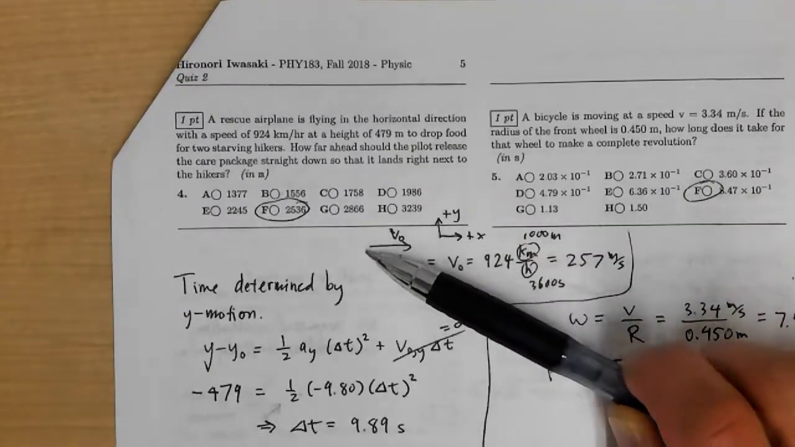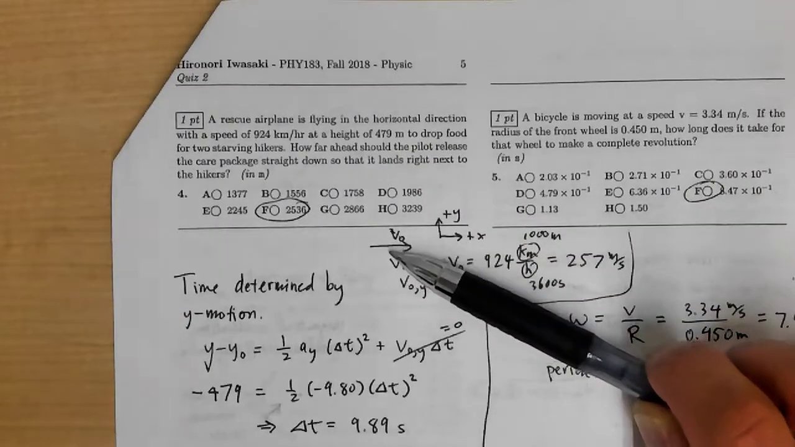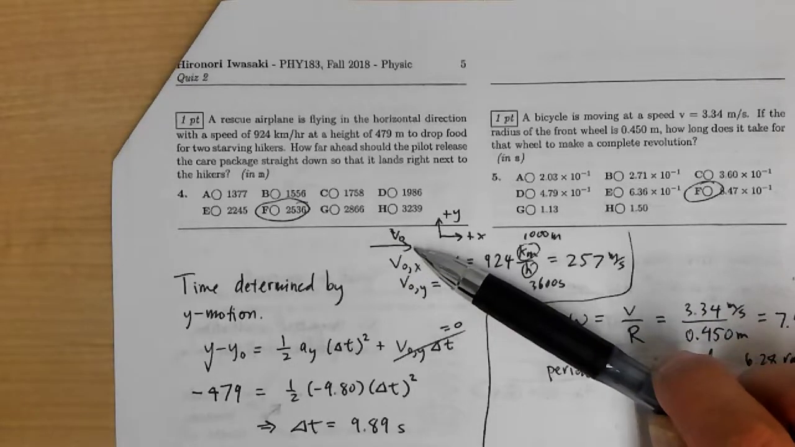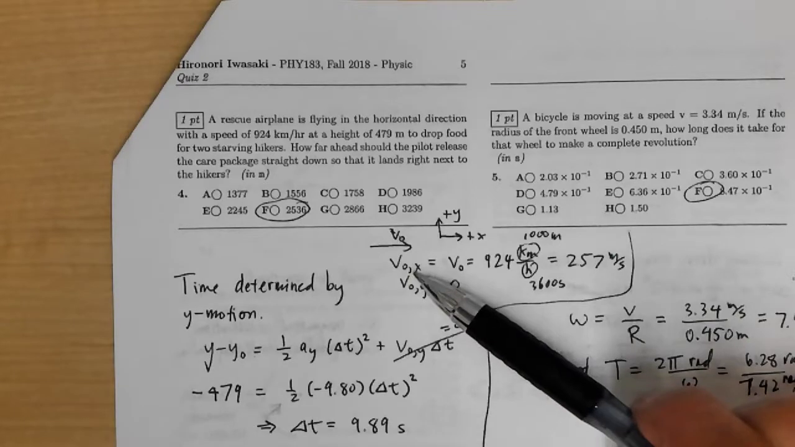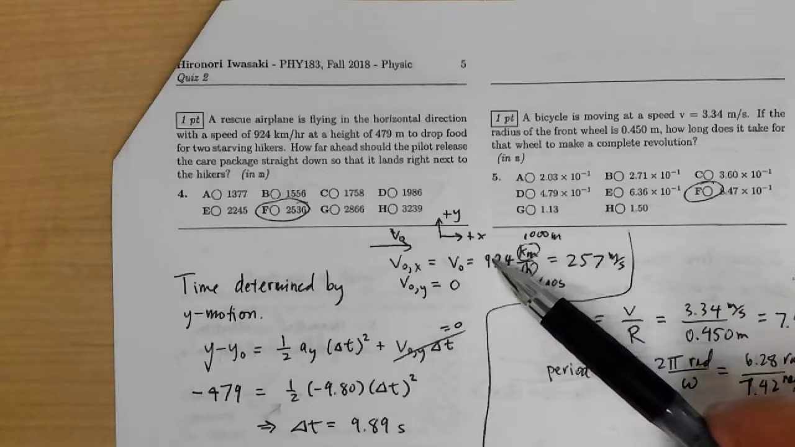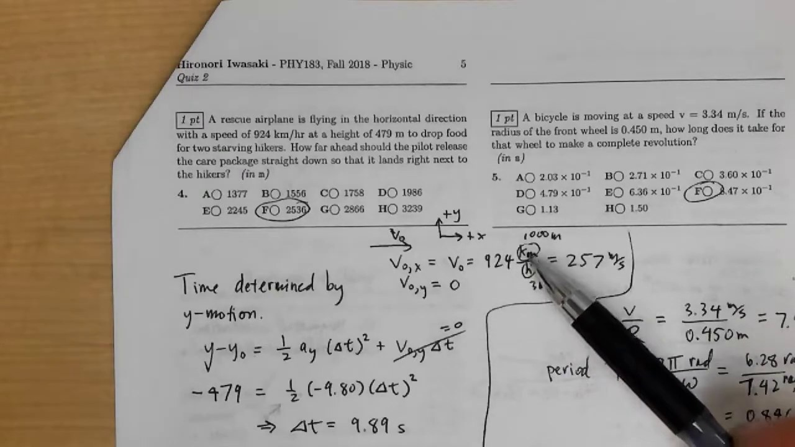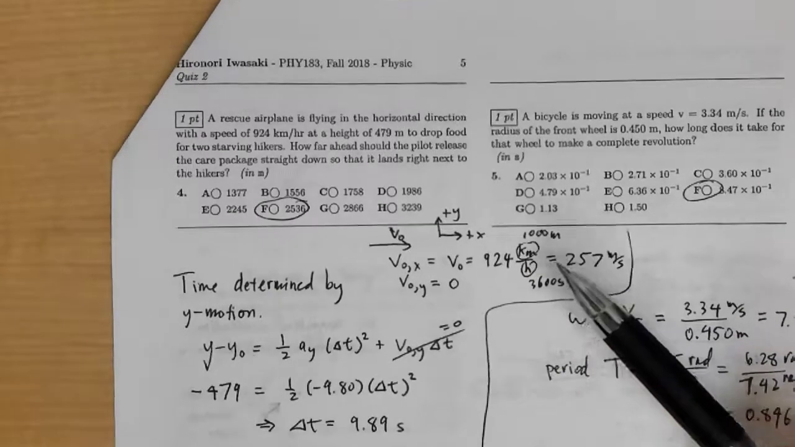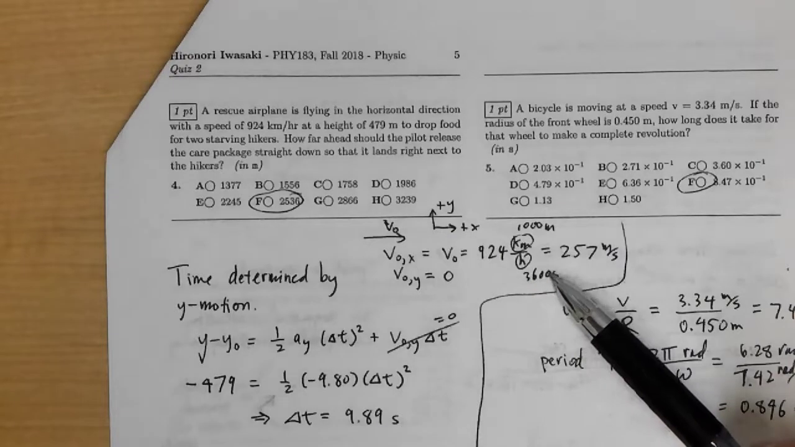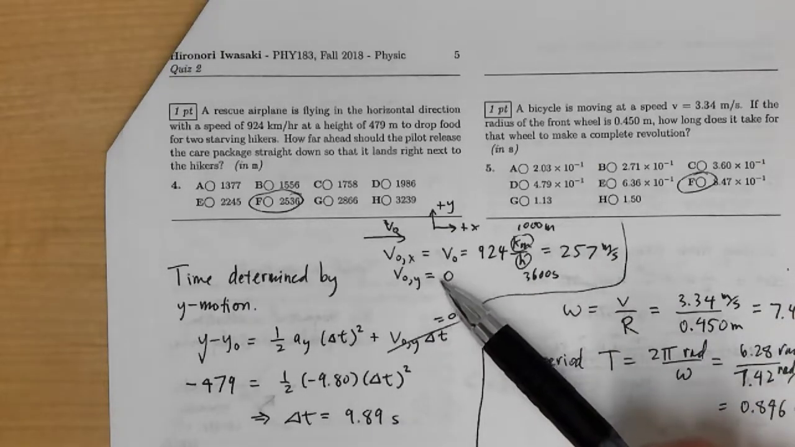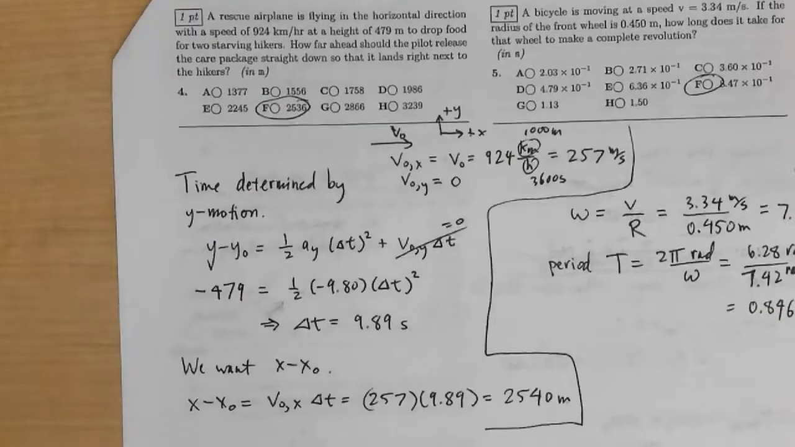Now let's first get the components of the velocity. These are relatively easy. The plane is going horizontally, so v0x is equal to just plain v0, which is 724 kilometers per hour. We should convert this to meters per second, though. A kilometer is 1,000 meters and an hour is 3,600 seconds, so we get 257 meters per second. The y component is 0 because it's horizontal.